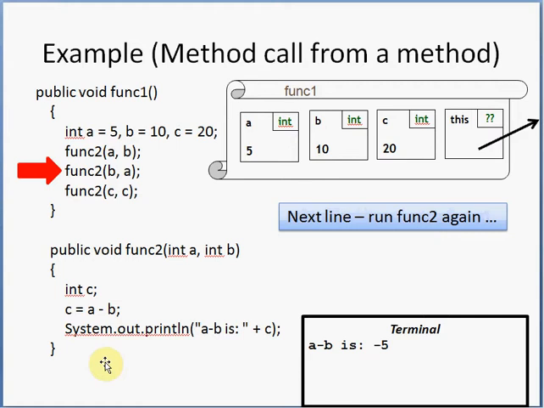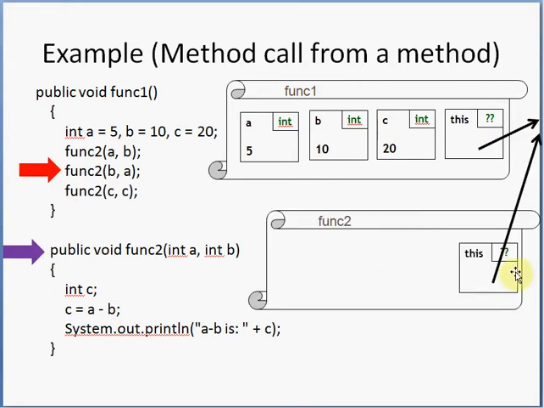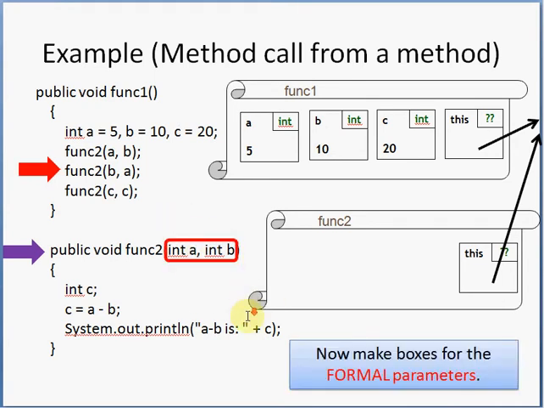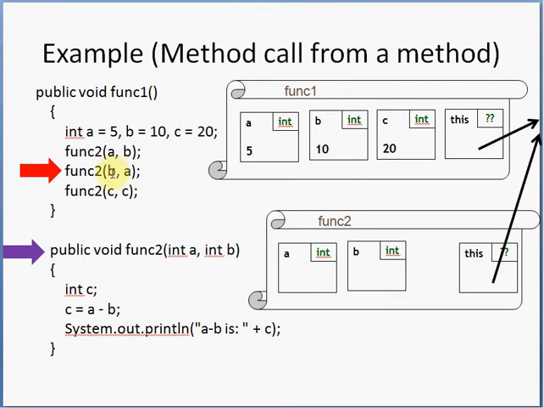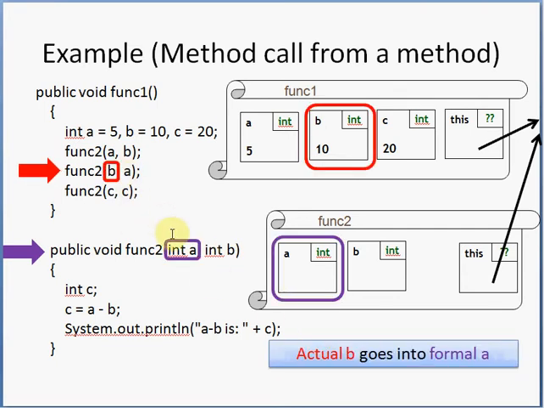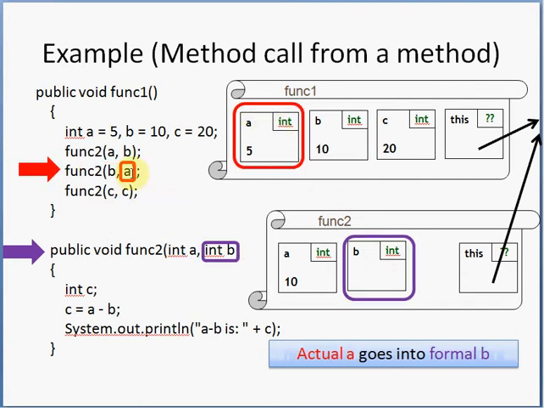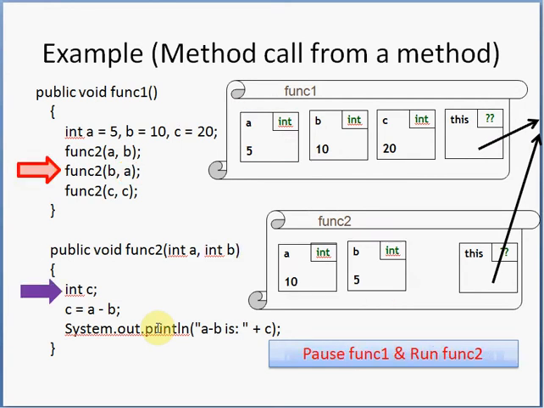Every time we run the method, we have to make a new box for it, and point it to the same this as this one, because there was nothing before the dot, right? Do the setup for the formal parameters. So there's A and B. Now look at this. In this case, B is going to go in the first box and A is going to go in the second box, but we don't care. First box goes to first box, 10 goes to A. Second box goes to second box. Second box here is A, second box here is B, so that A from func1 gets copied into B from func2. Cool.